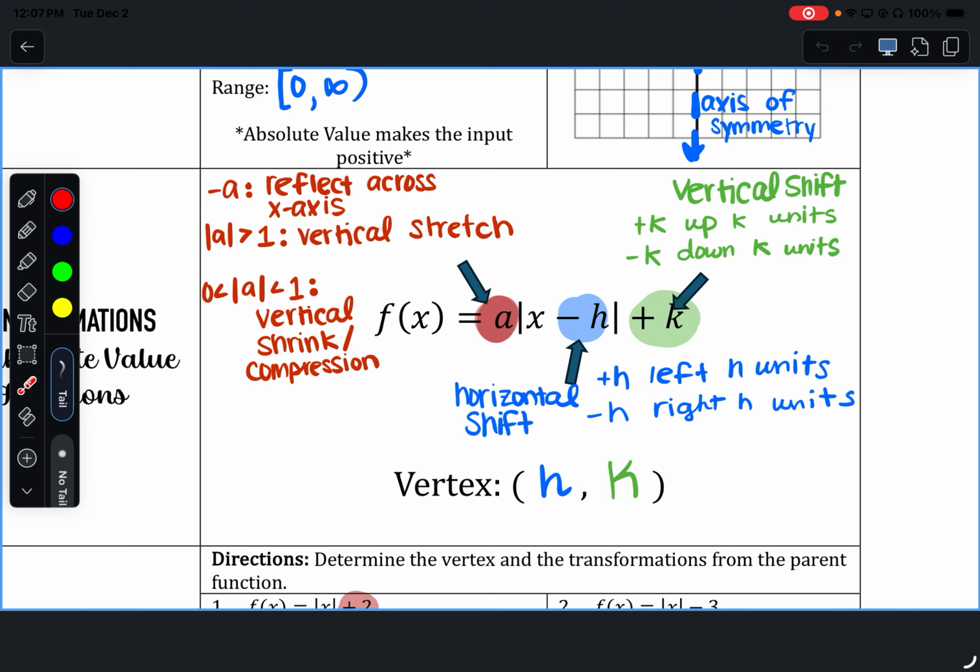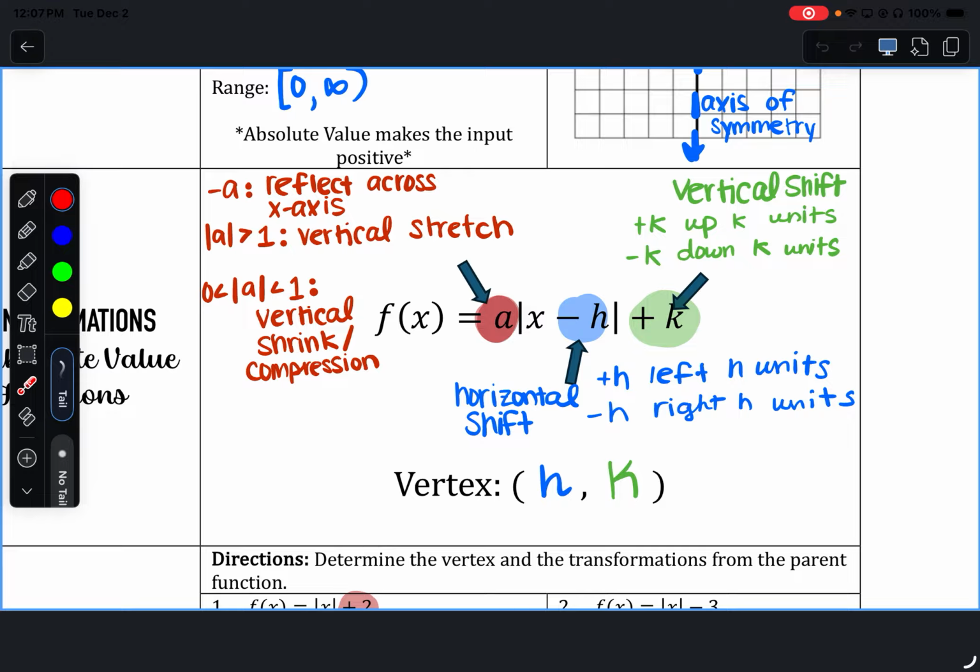What is 0 minus 2? What is the absolute value of negative 2? 2. So that is our first point. Okay. So 0, 2. Okay.